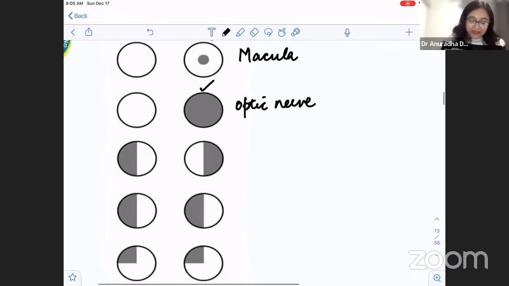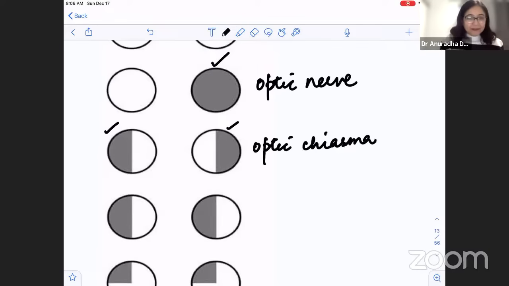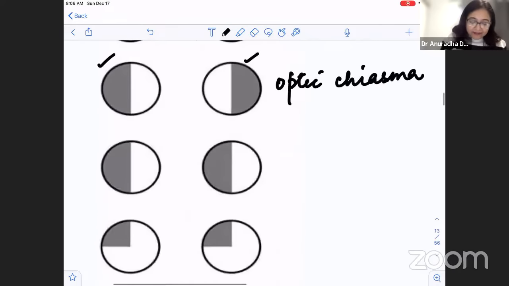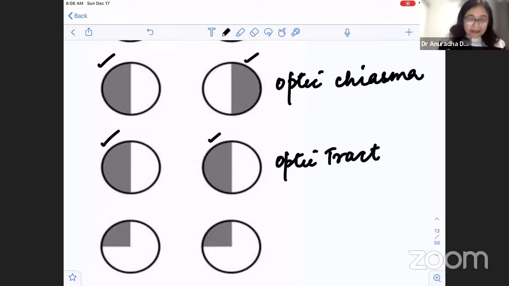Then the third one, when the temporal half on both sides is gone, is bitemporal hemianopia, which will be seen in the optic chiasma. Then when the same side is gone, here the left half in both eyes, it is homonymous hemianopia, so the lesion is in the optic tract. In this case, the lesion will be in the right optic tract because it is contralateral homonymous hemianopia.